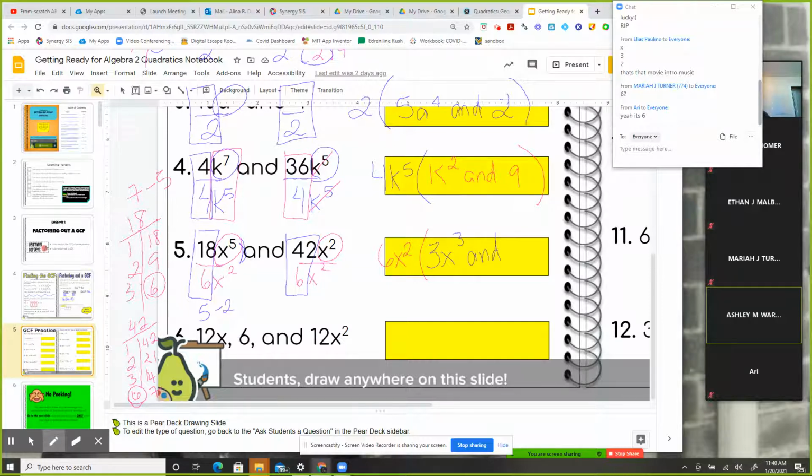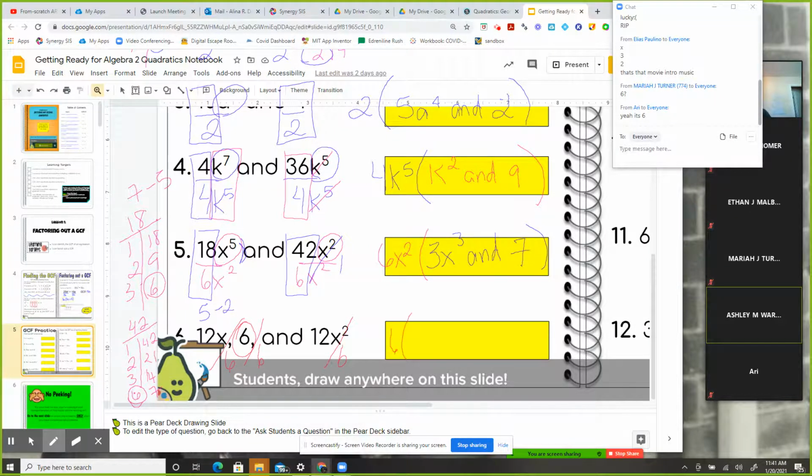7. Absolutely. And the x squared cancels out to 1, and 7 times 1 is just 7. Last question has 3 things in it. What is common to all 3 things? 6. So we're going to divide everything by 6. There's no x in this middle term, so that's why we can't use an x.